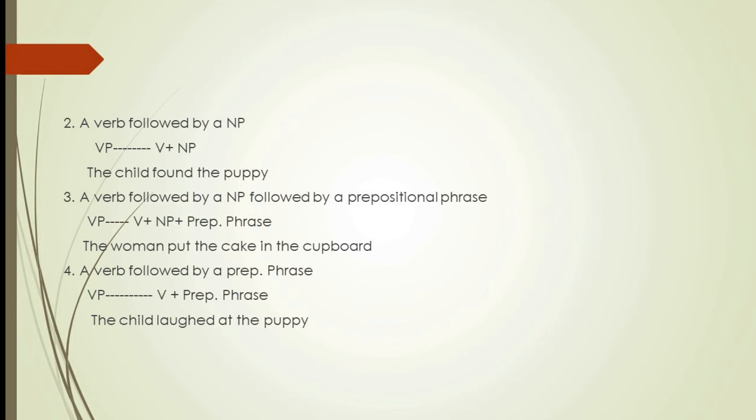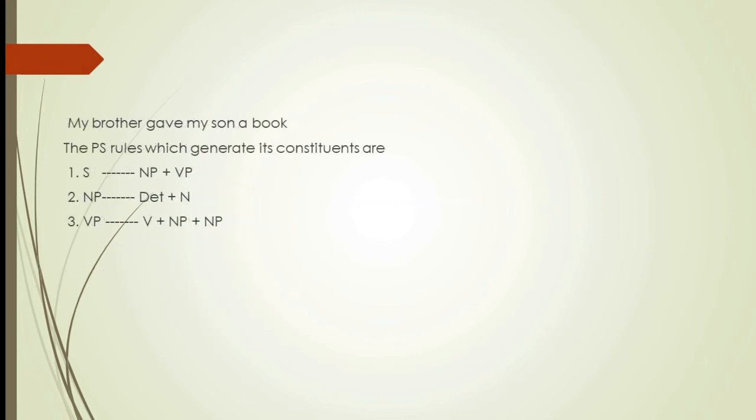A verb phrase can have verb plus noun phrase plus prepositional phrase. So, here the verb is put, the noun phrase is the cake, and the prepositional phrase is in the cupboard. A verb phrase can have verb plus a prepositional phrase. Here you have a sentence, the child laughed at the puppy. Laughed is the verb and at the puppy is the prepositional phrase.